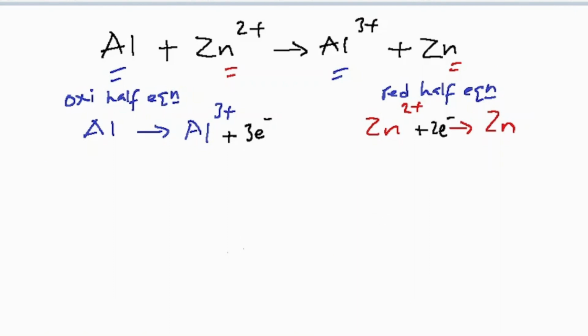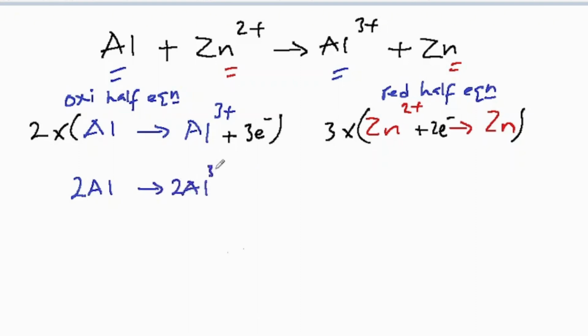Alright, so let's do that. Put a bracket here, put a bracket here. This will be multiplied by 2. Now put a bracket here, put a bracket here. This will be multiplied by 3. So 2 multiplied by aluminum atom, I'm going to have 2 aluminum atoms here. And I'm going to have 2 aluminum ions here. And how many electrons am I going to have? I'm going to have 6 electrons.